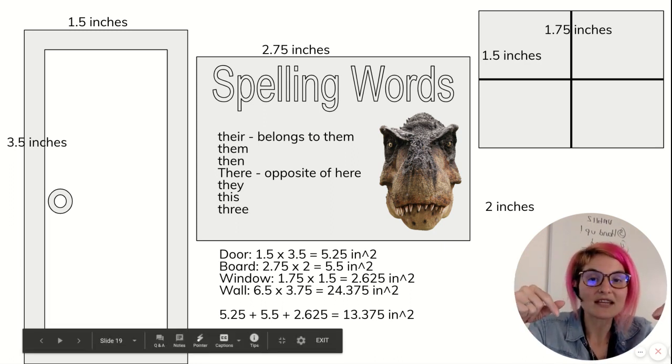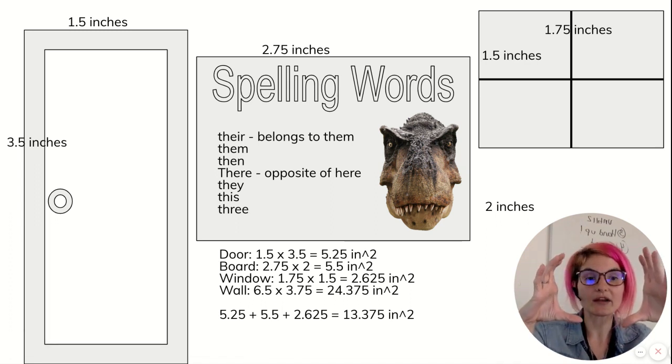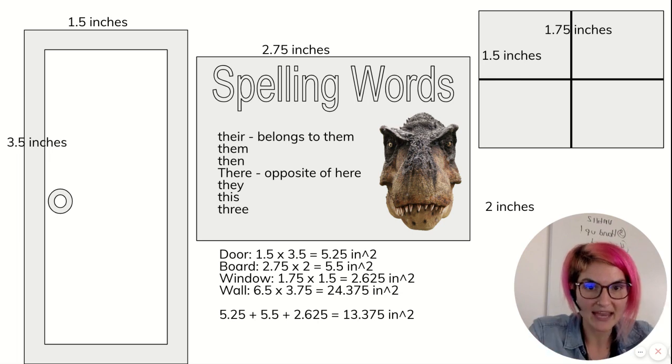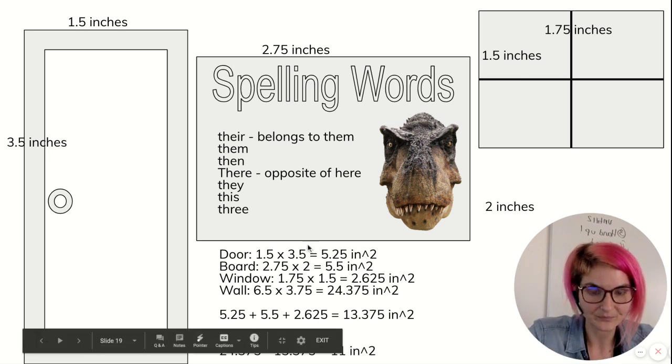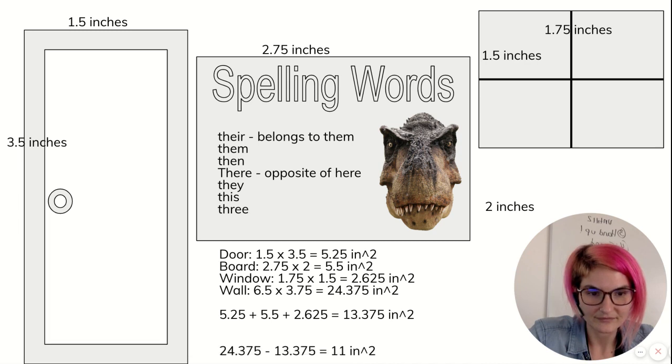So now I have to take the total area of the wall, and I have to subtract what I don't want to paint from that. When I do that, I get 11 inches squared. 11 inches squared. That's the total area of the wall that I'm actually going to be painting.